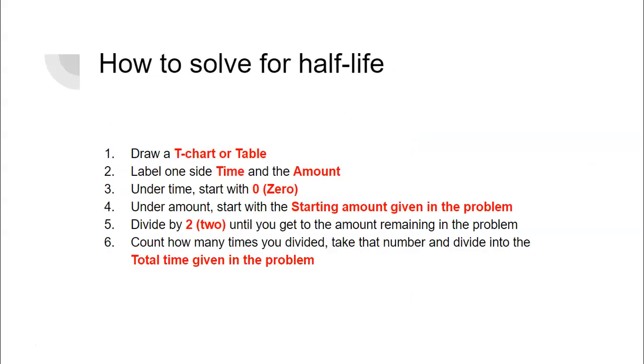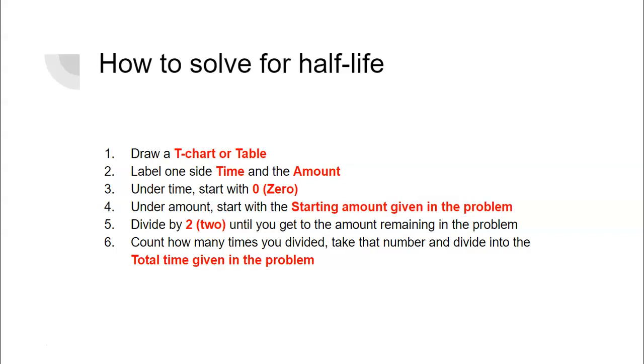Now, sometimes you're asked to find the half-life. If you're asked to do that, there's a couple other steps that are a little different. You're going to start the same way. You're going to draw your chart or table. You're going to label it time and amount. That stays the same. You're also going to start with time 0 because, again, we always need to start with our present. You're always going to start with the amount that's given.